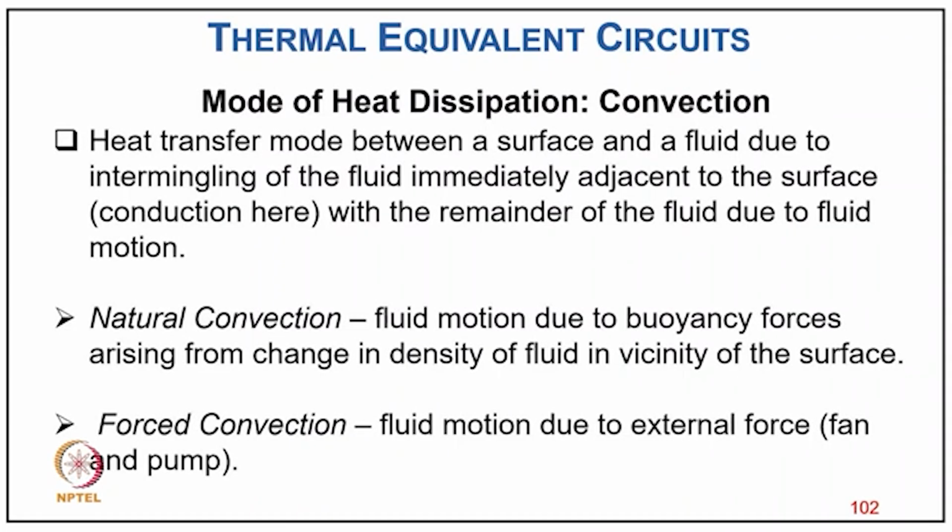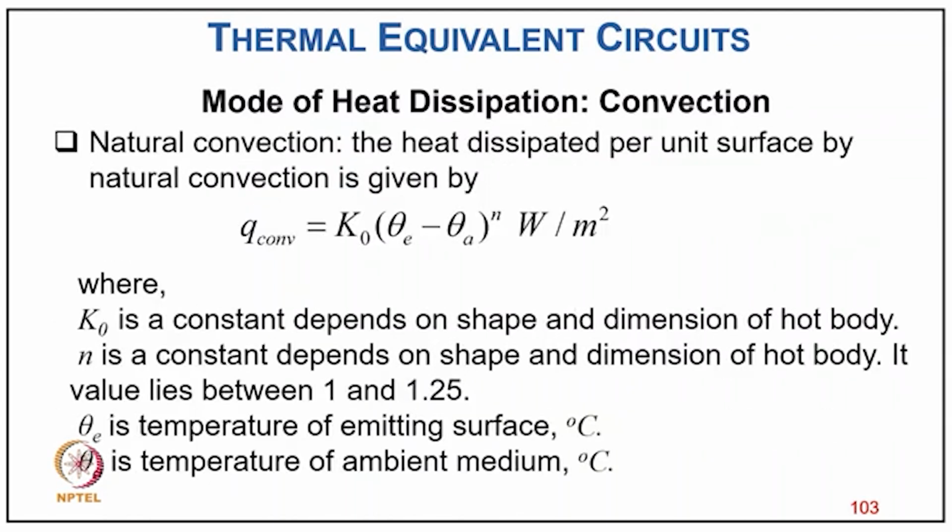Now coming to the mode of heat dissipation through convection, it is the heat transfer between a surface and fluid due to the intermingling of the fluid immediately adjacent to the surface, where conduction occurs, with the remainder of the fluid due to fluid motion. There is natural convection, where the fluid motion is due to buoyancy forces arising from the change in density of the fluid in the vicinity of the surface, and forced convection, where the fluid motion is due to an external force, typically a fan or pump.